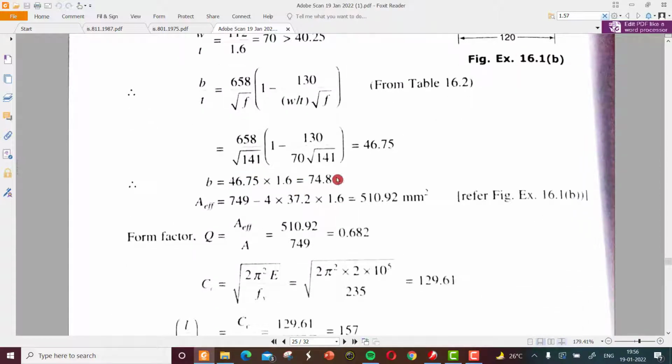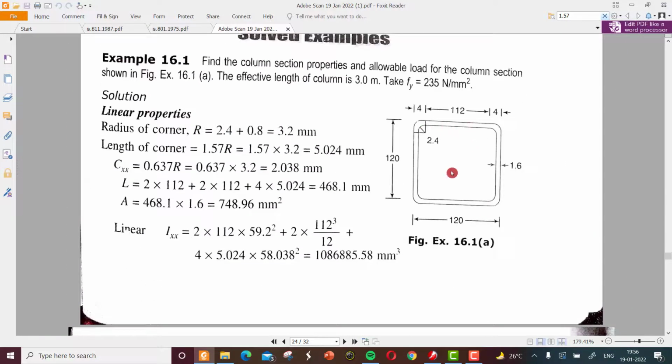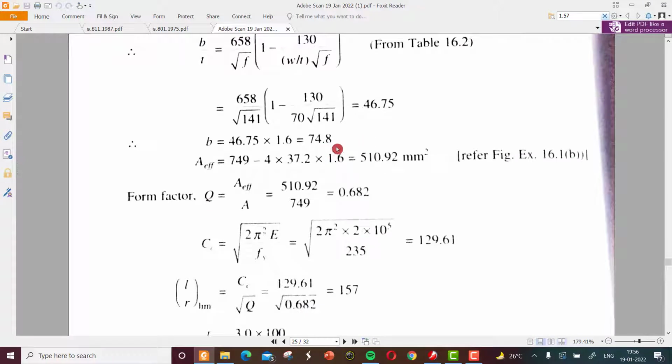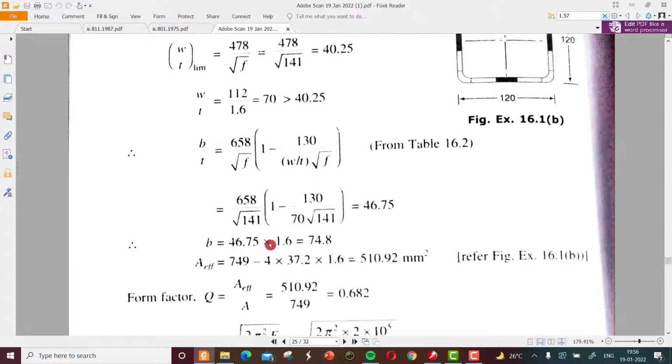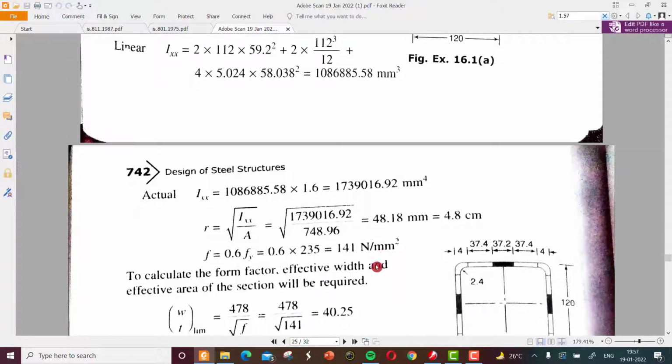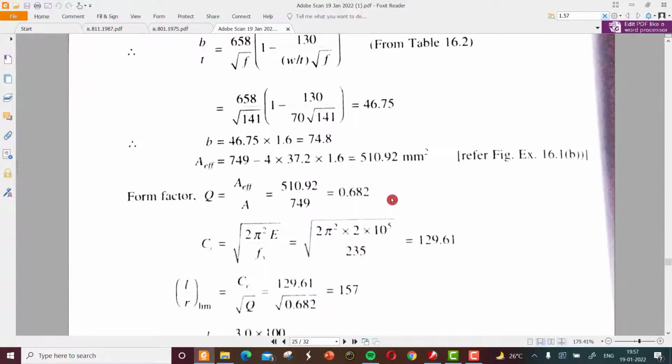Yeah. So as the section is not effective, 74.8. This means that out of this 112, only 74.8 is effective. Then the total perimeter minus this, how much reduction, 37 points reduction from 112. So the effective area got reduced from actually 748 to 510. Right. Then the form factor. So please understand that the form factor equation is also different equations for different sections. Okay.